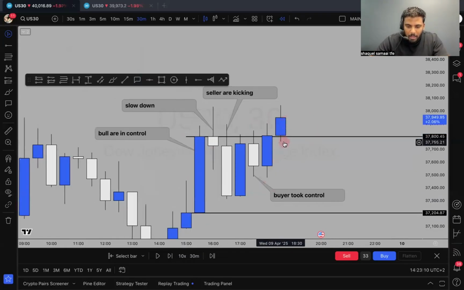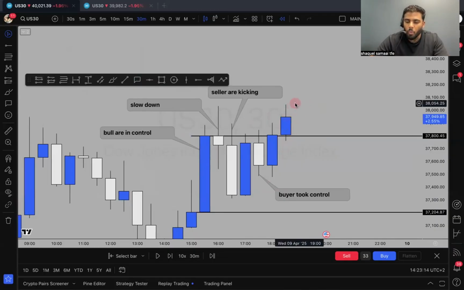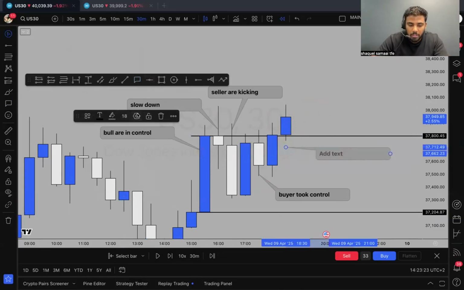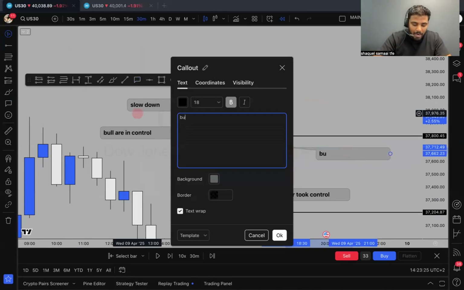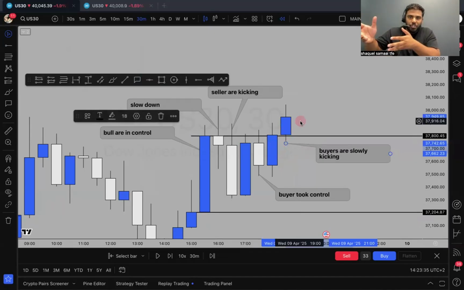Now, the next candle comes out and it breaks above. I want you to look at how it broke above. It broke up with basically wicks on both ends. Still slow, but there's two candles. Now you can see what happened here: two bullish candles after each other. So buyers are slowly kicking in, do you understand? At this point, buyers are slowly kicking in because there's two bullish candles after each other. The momentum is slowly going in for the buyers.